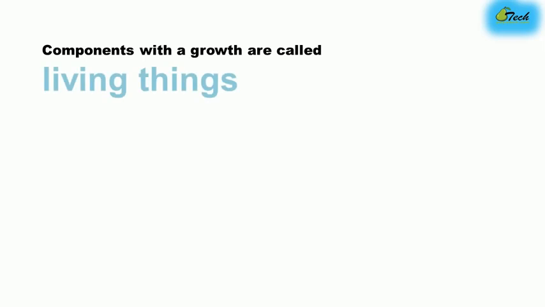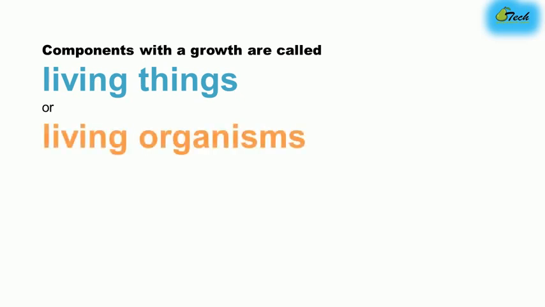Now components with growth, like puppy, like a tree, like a child, like you, those are called living things. So it has another name also. Living things has another name, that is called living organisms.